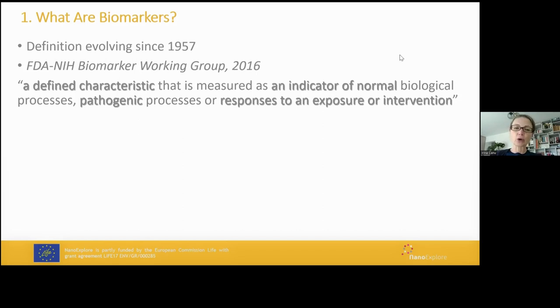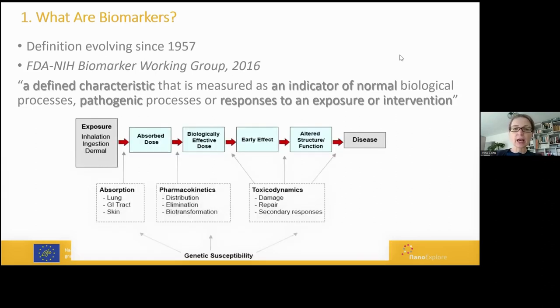They defined very shortly the biomarker as a defined characteristic that could be measured as an indicator of normal biological process, pathogenic process, or as an indicator of the responses to an exposure or intervention. And if we consider the pathway from the exposure or intervention until the different steps that could occur in the organism, like early biological changes in response to this exposure, or some modifications in the structure or in functioning of our cells or tissues or organs before the disease.